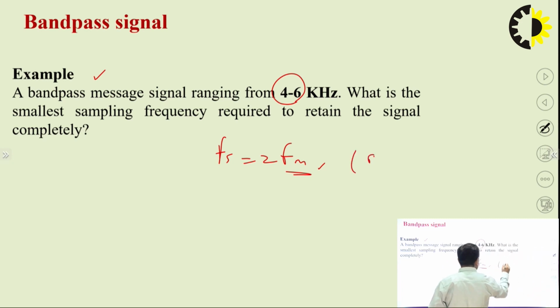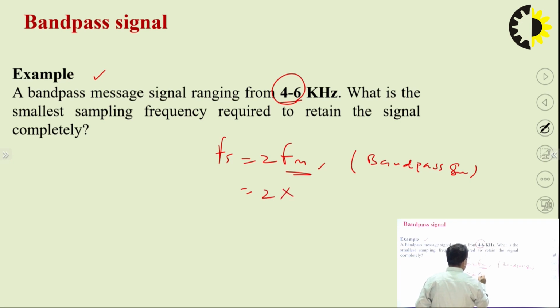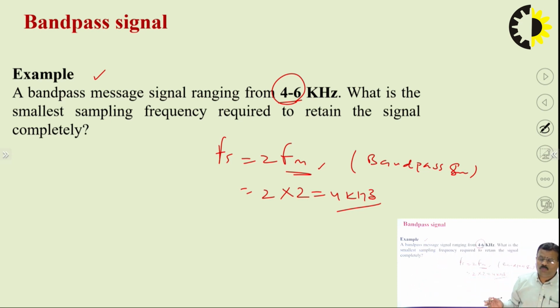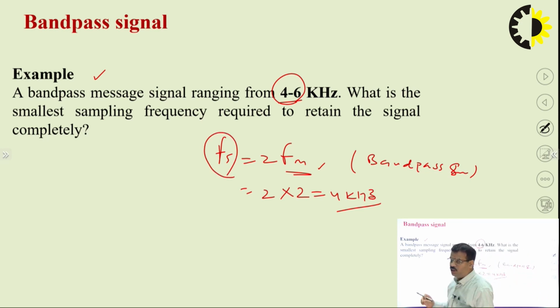In case of band pass signal, if you determine the sampling frequency, it is different. This is 2 kilohertz, so 2 into 2, it will be 4 kilohertz. So in case of band pass signal and simple baseband, low pass, or high pass signal, the sampling frequency will be different. You have to keep in your mind the sampling frequency will be different in case of band pass or baseband or low pass signal.